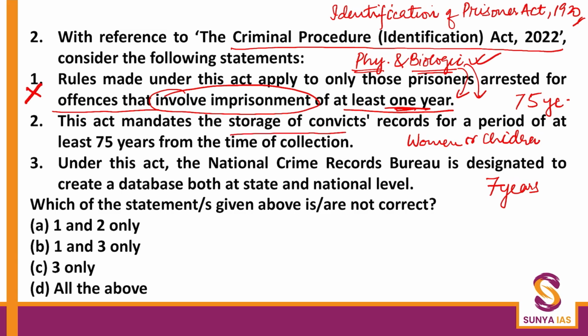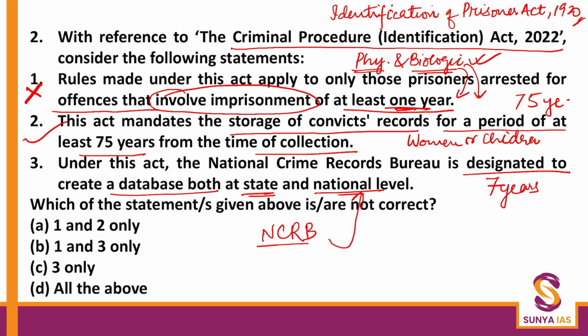This act mandates the storage of convicts' records for a period of at least 75 years from the time of collection. Very true. Under this act, the National Crime Records Bureau is designated to create a database both at state and at national level. Class, NCRB maintains the data only and only at national level. At the state level, each state is required to notify an appropriate agency to collect and preserve the database. The state government will notify. Got it? State government will notify a certain appropriate agency to collect and preserve this database. NCRB only at national level. So the statement is also wrong.